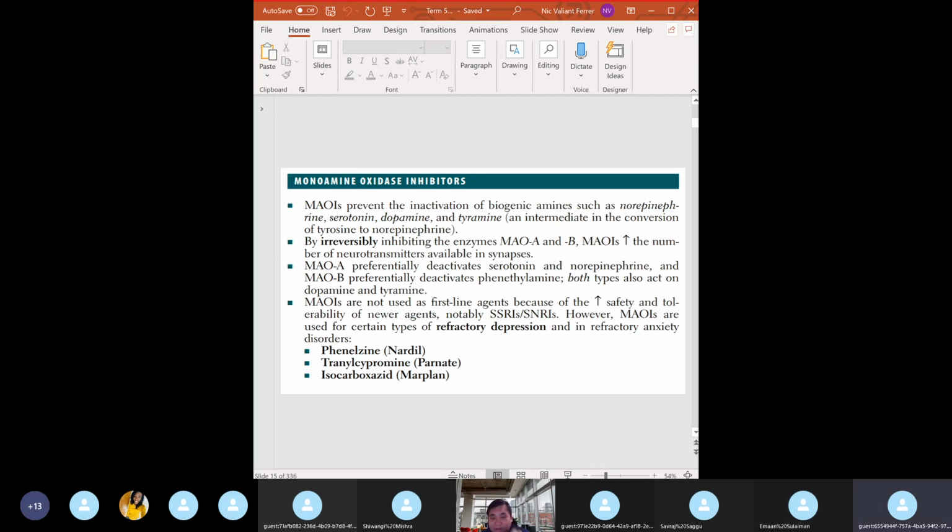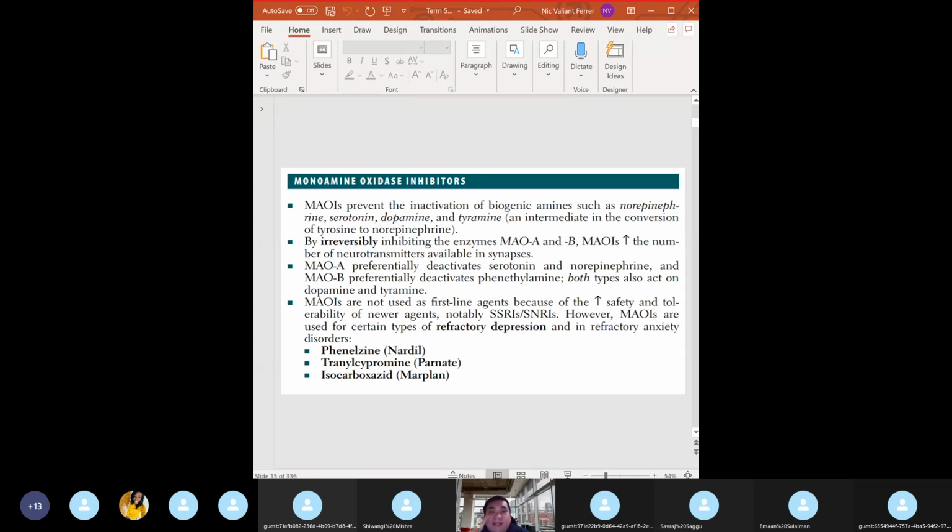Cofactor for the last one. SAM, S-adenosylmethionine. How about before that? Vitamin C, right? Okay. So please make sure you know that pathway. That's very high yield, the catecholamine pathway. We just glaze over that.